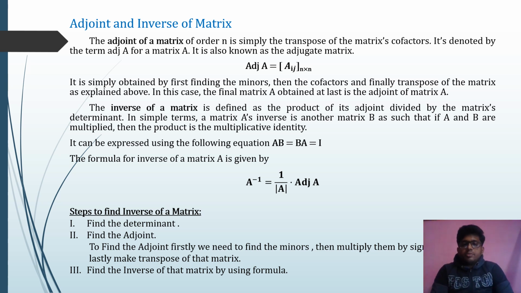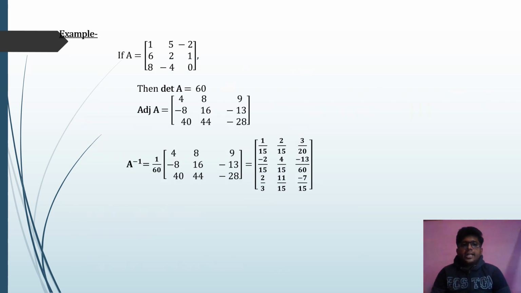To calculate the inverse of the matrix, firstly we need to calculate the determinant, and then the adjoint of the matrix. And then there is a formula. You can see that there is a formula: A inverse is equal to 1 by determinant of A, mod A means the determinant of A, into adjoint A. So here is an example of the inverse of a matrix. If you do the calculation, you easily get the value of the determinant and adjoint. So after solving, you get the inverse of the matrix. Here it is the solution.